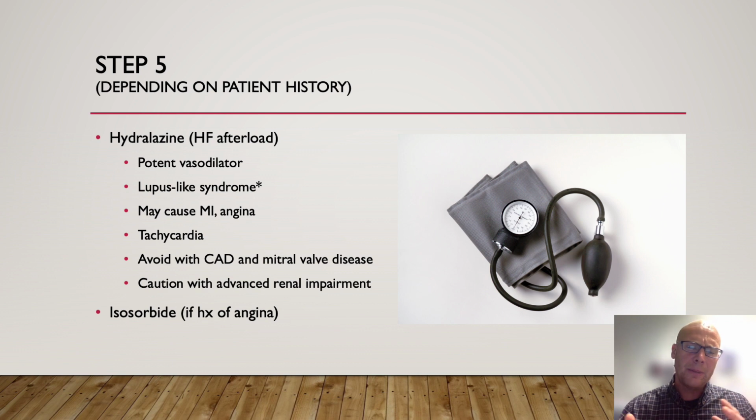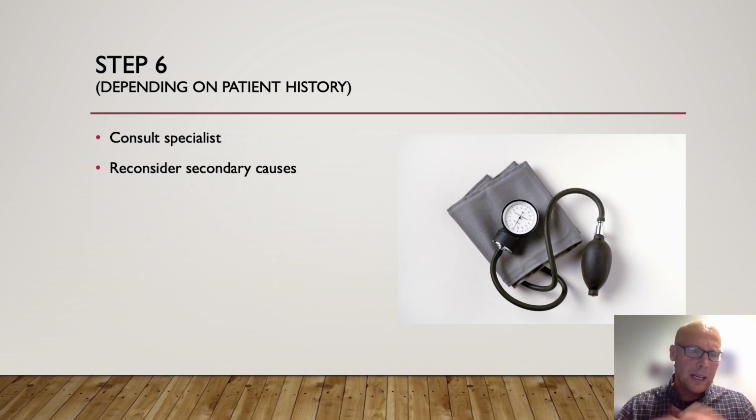And all of these depend on their history. They're very patient-specific, and even getting some kind of consultation is always a good thing in between these steps. And then that's where I get to step 6. So if it still remains high, you always look at your differentials. You reconsider potential secondary causes again. What am I missing? Why does this person still have such a high blood pressure? And you reevaluate for those things, lab work, imaging, whatever you need.